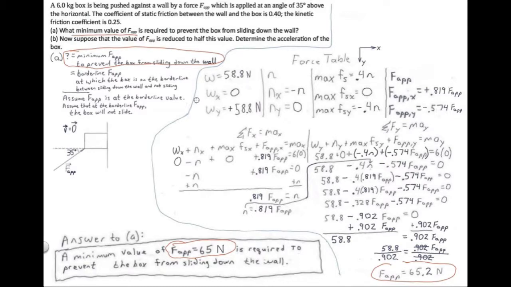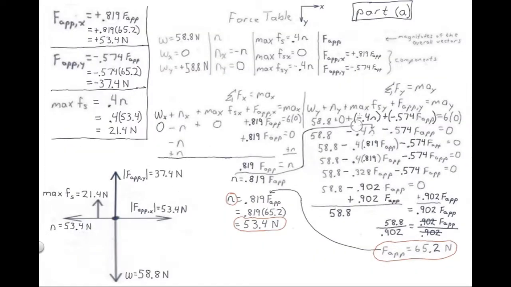In our solution, we interpreted the question as being about the borderline applied force at which the box is on the borderline between sliding down the wall and not sliding. But when I word my answer to the question, I go back to the original wording of the problem, and now I interpret the result as the minimum value of the applied force required to prevent the box from sliding down the wall. Now let's ask whether our results for part A make sense. This symbol and this symbol both stand for magnitudes.